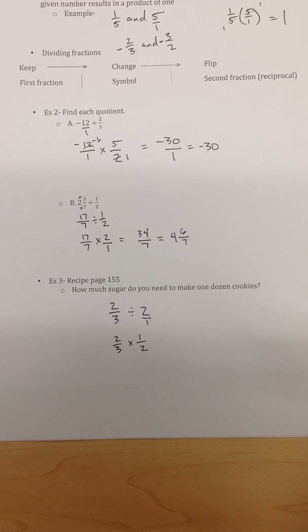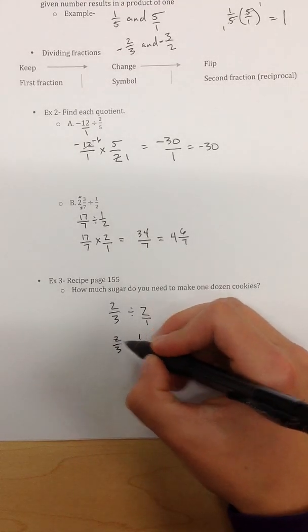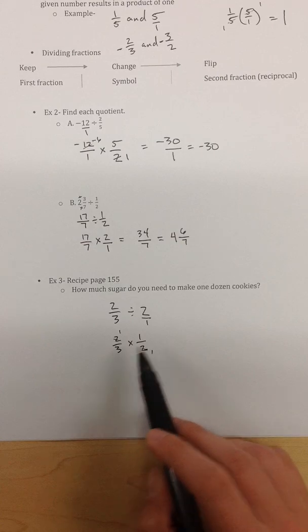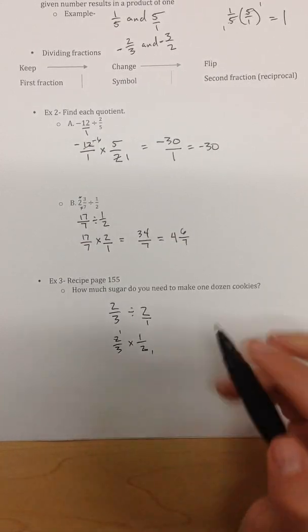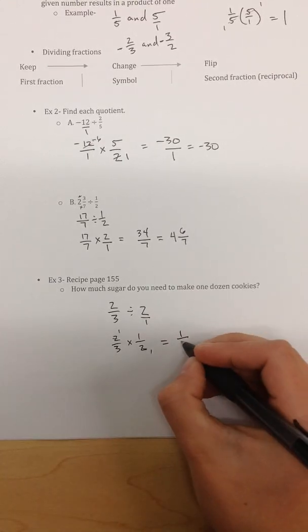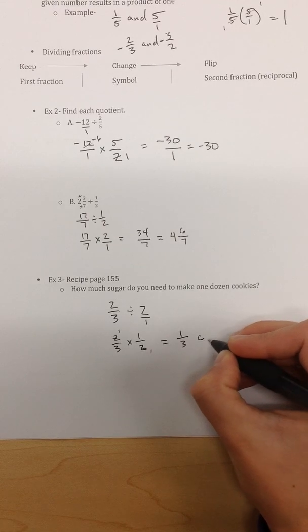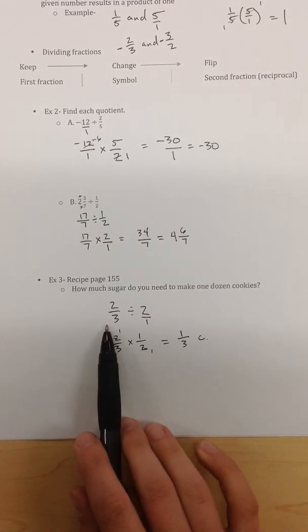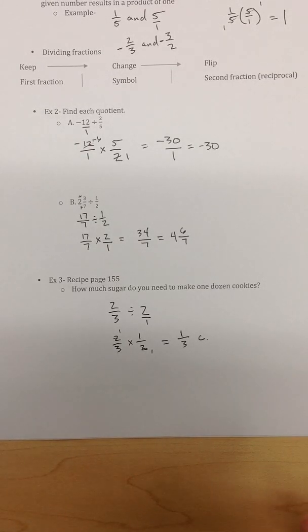So then what I do is I'm going to see if there's anything that can reduce. So the 2's will reduce. Both will go down to 1 because we can take them and both divide by 2. 3 and 1 can't reduce at all. So then we do top times top. So 1 times 1 is 1. 3 times 1 is 3. So a 1/3 cup is how much sugar we're going to need. And if you think about it logically, if we needed 2/3 of a cup for 2 dozen, and now we just want 1 dozen, wouldn't 1/3 make sense for half of 2/3? Because 1/3 and 1/3 together makes 2/3. So logically that kind of makes sense.